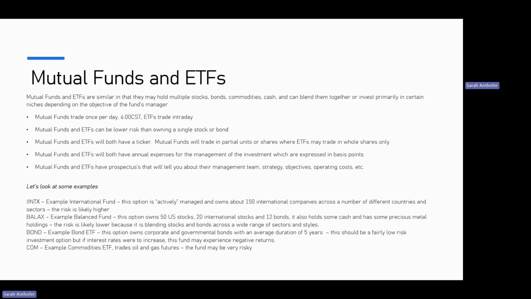The risk on this is likely lower because it's blending stocks and bonds across a wide range of sectors and styles. So I could expect that if I had an investment like this, it would probably have, generally speaking, less risk associated with it than the last example we looked at. Let's look at the third example there, bond. This is an example bond ETF. In this example, we're looking at something that owns corporate and governmental bonds with an average duration, so the maturity, when that bond matures, of 5 years. This should be a pretty low risk investment option. But if interest rates were to increase dramatically, you could experience negative returns in this kind of an example as well.